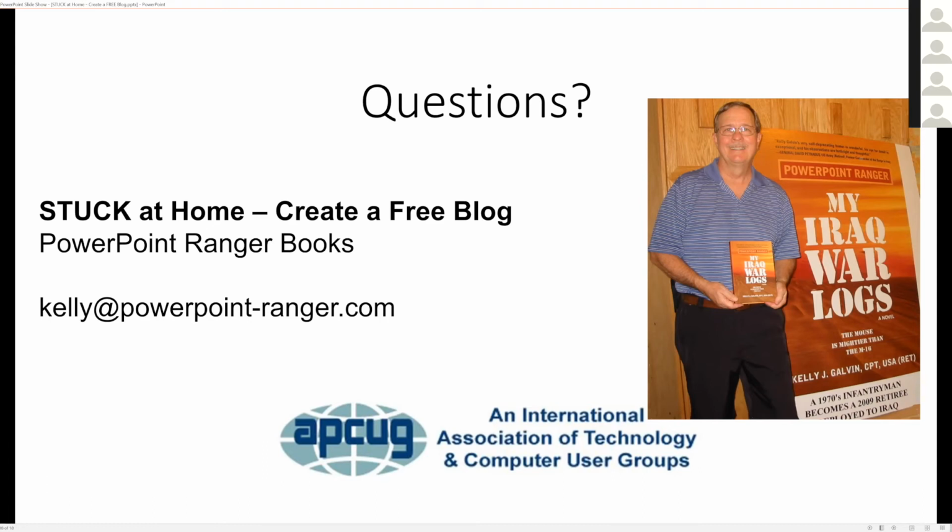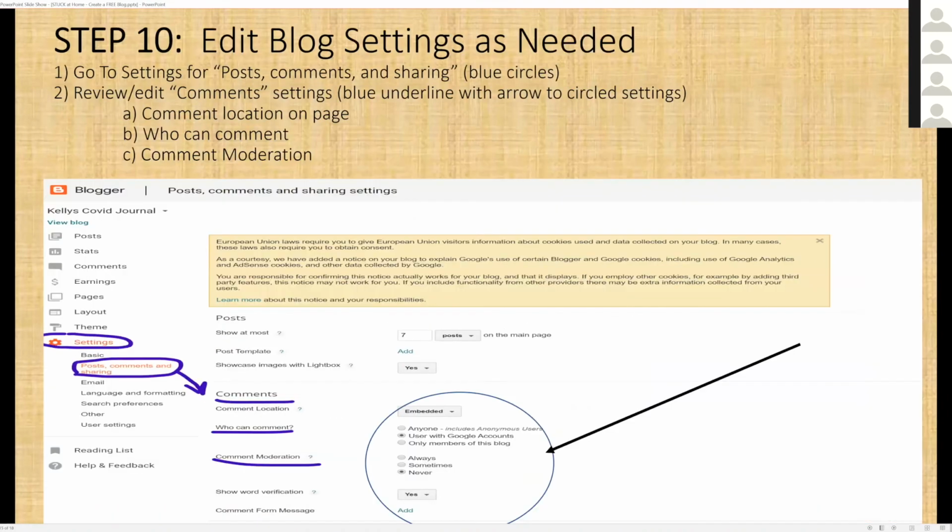Can you make a blog private for family members only? Yes. Let me go back there. Coming back to step 10, edit the blog settings. Who can comment? If you wanted to do that, you would choose the big circle right there in the middle. You would choose only members of this blog. And then you would ensure that only the people that you wanted, i.e. your family, become members of the blog.